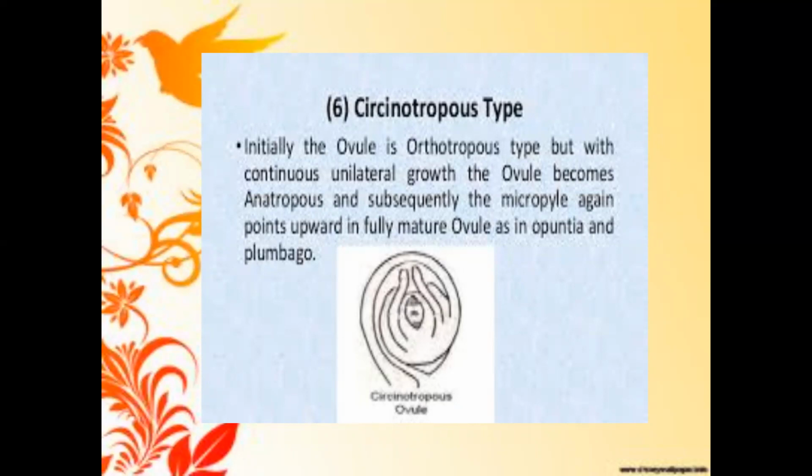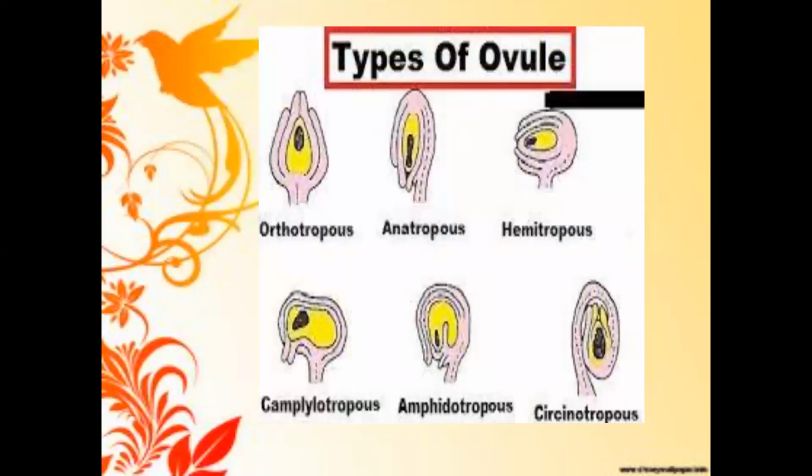So initially the ovule is orthotropous type, but with continuous unilateral growth, the ovule becomes anatropous, and subsequently the micropyle again points upward in the fully mature ovule, as in Opuntia and Plumbago. So these are all the types of ovules: orthotropous, anatropous, hemitropous, campylotropous, amphitropous, and circinotropous.